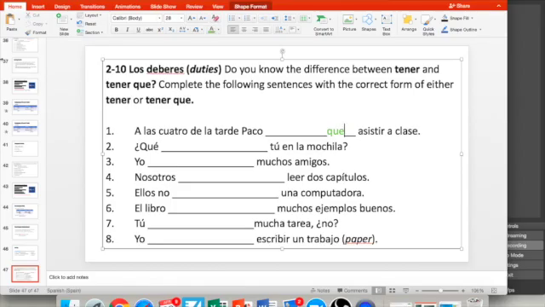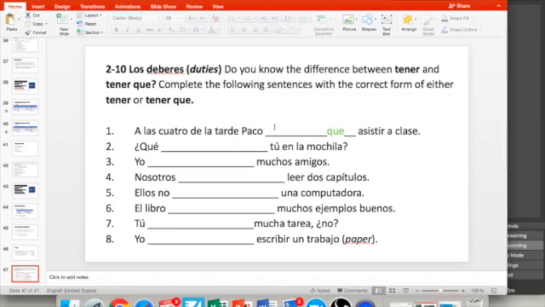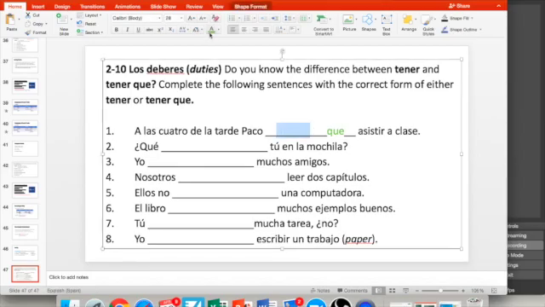We know Paco would be he. If we go back to our tener conjugations and find our he box, which is the bottom left, él, we're going to take that form of tener, which as you can see here would be tiene, and fill in the blank. And we're going to say that a las 4 de la tarde, Paco tiene que asistir a clase. He has to attend class.